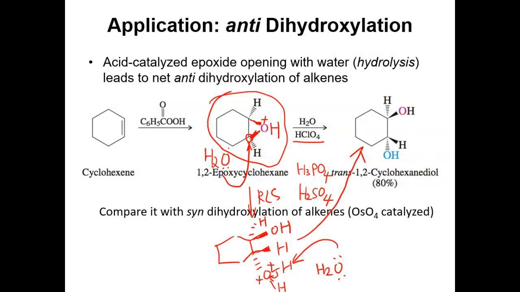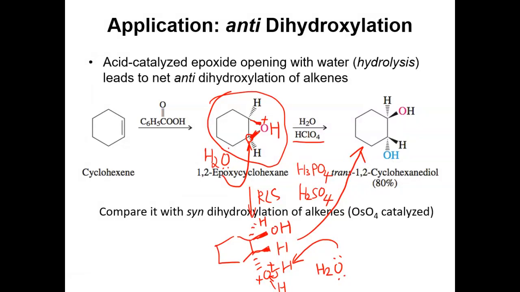This is a ring opening reaction of the epoxide, and when you do this kind of ring opening hydrolysis of epoxide, you will get a vicinal diol where the two OH groups are trans. So these two OH groups are on the opposite sides of the ring. One is above, the other is below.